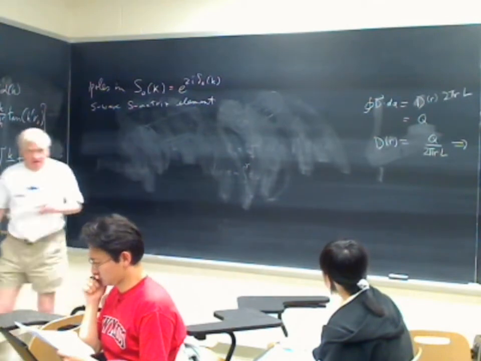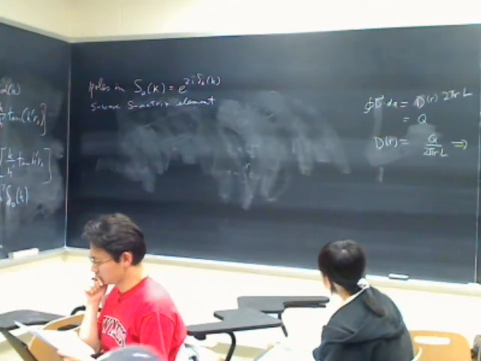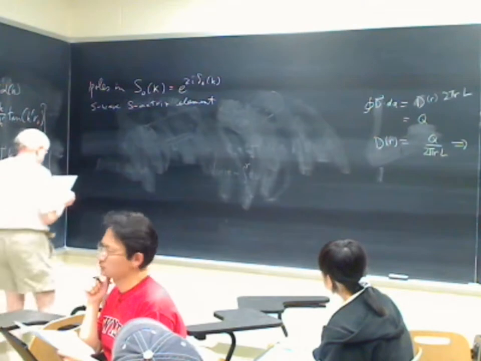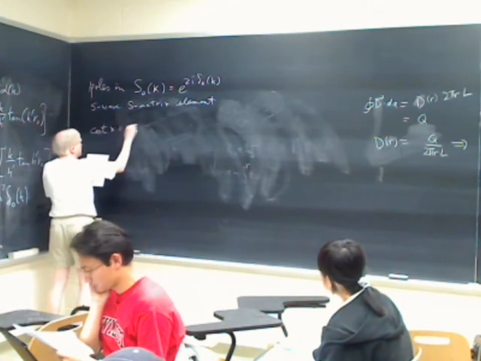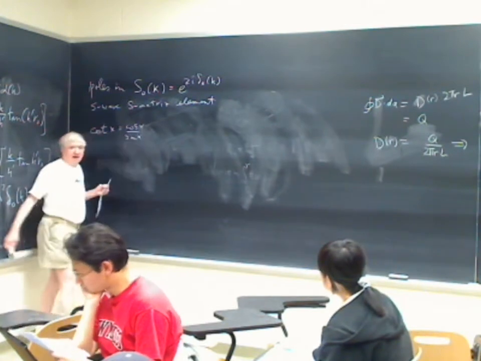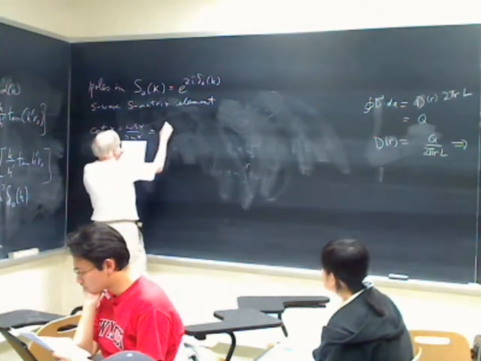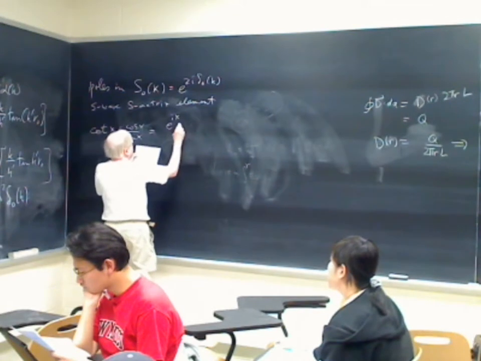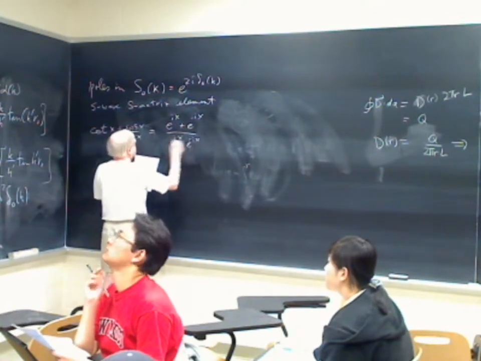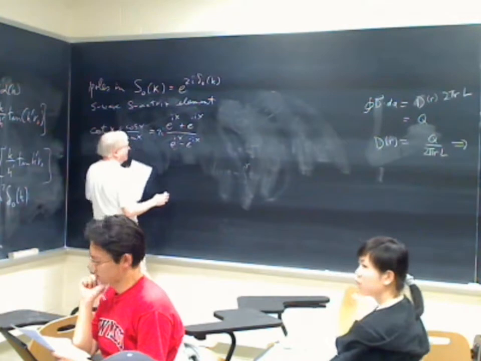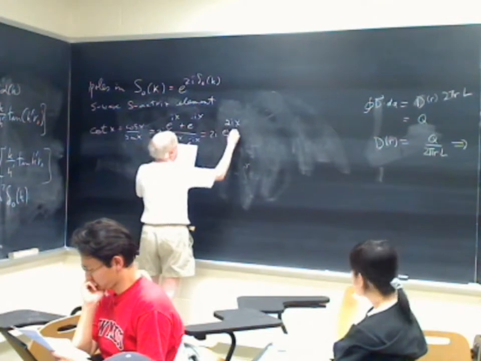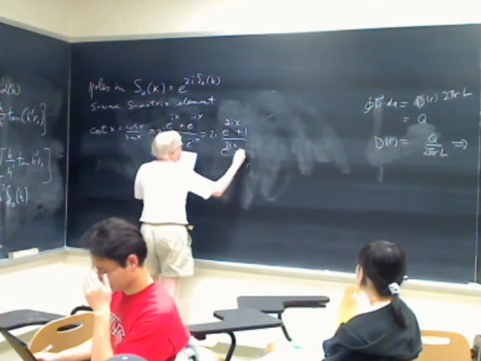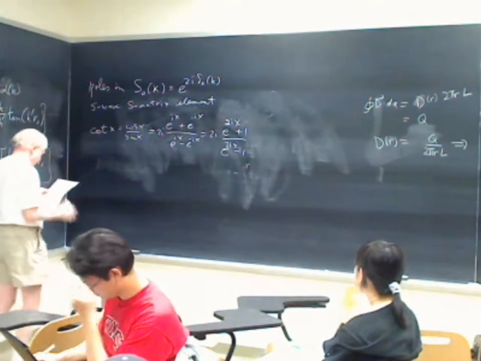Any questions? Okay, let's just note a little trigonometric identity. Cotangent x is equal to cosine x over sine x, and that is equal to e to the ix plus e to the minus ix over e to the ix minus e to the minus ix, and the 2i out in front. And we can rewrite that as e to the 2ix plus 1 over e to the 2ix minus 1. Okay, so that's what cotangent of x is.